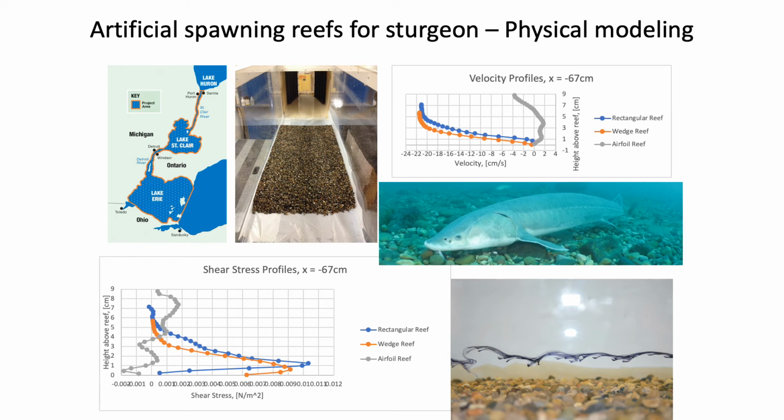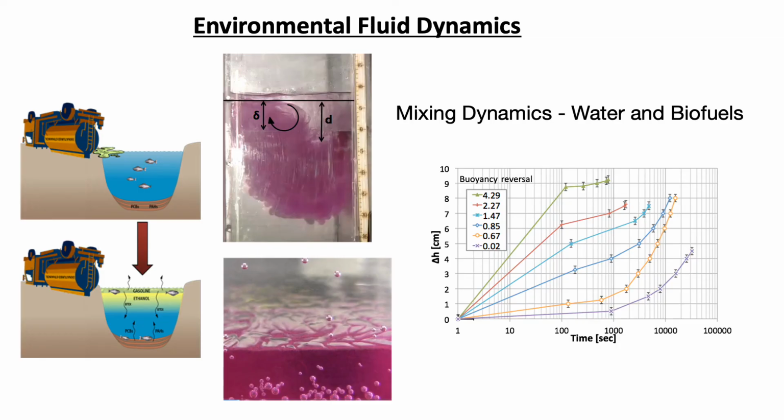So again, just to give you a little taste of things, and I'll just finish with biofuel mixing. So we were interested in looking at how biofuel, if there were a spill in the environment, mixes with surface water, so a lake or a river. There's been cases of biofuel spills that killed lots of fishes, tens of thousands of fishes in different environments. There's very little we understand about how biofuel mixes with water because it has a nonlinear component.